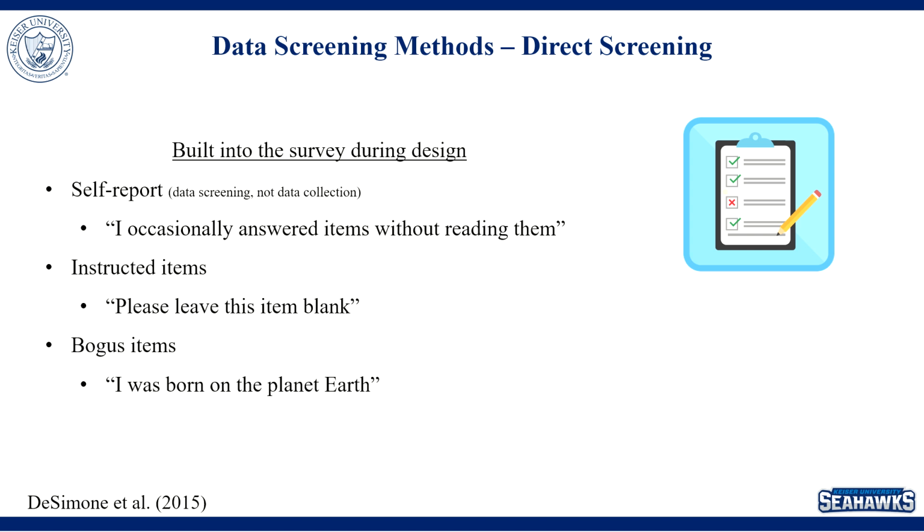And then finally, bogus items. For instance, "I was born on the planet Earth," and they have to respond to that. Naturally, everyone, for the most part, as far as I know, is born on the planet Earth. And again, these are direct screening approaches, and they're built into the survey design before data is even collected.